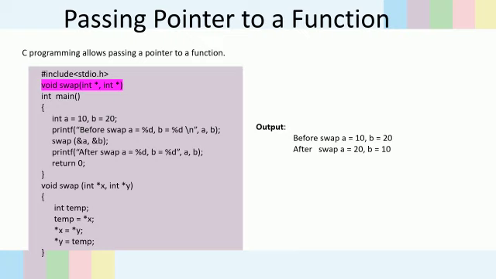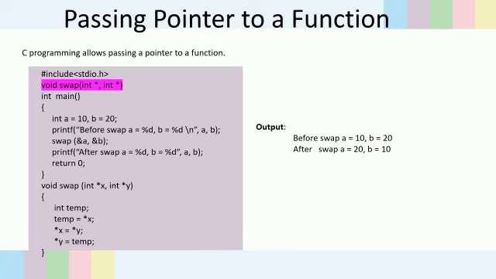The following C program demonstrates the swapping of two numbers using pointers. Here, swap is a function which accepts two integer pointers. In main function, integer variable a is assigned 10 and integer variable b is assigned 20. In the next line, the value of a and b is printed. That is, a = 10 and b = 20.